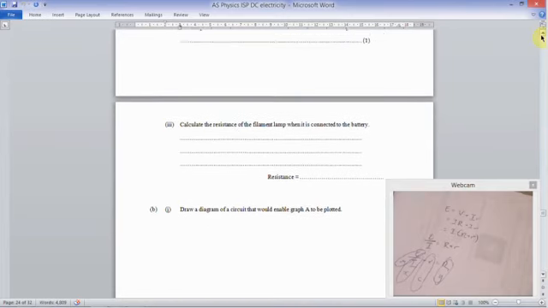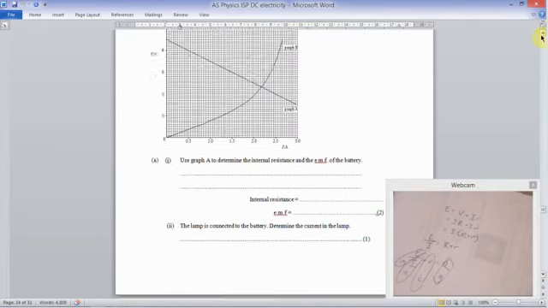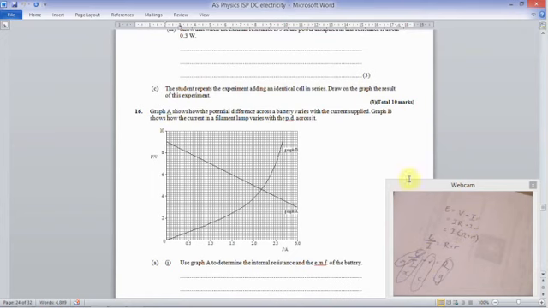I think I've gone too far. Yeah. Okay, so use graph A to determine the internal resistance and the EMF of the battery. So this graph A shows the potential difference across a battery with the current supply. Graph B shows how current in a filament lamp varies with the PD across it. So graph A is potential difference against current, and graph B shows how the current in a filament lamp varies with PD across it.